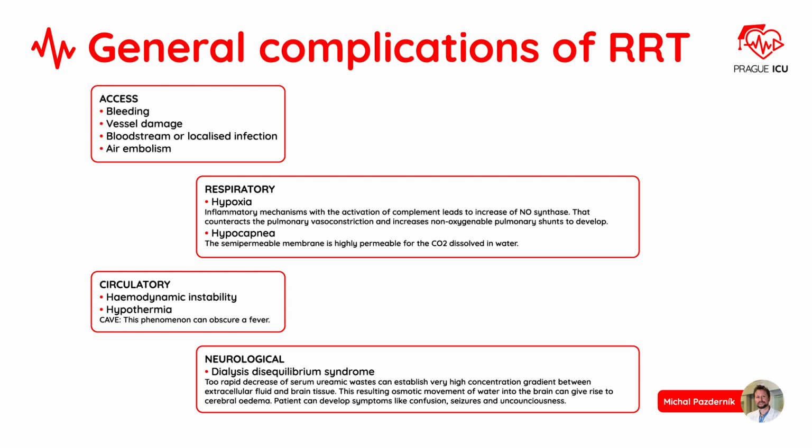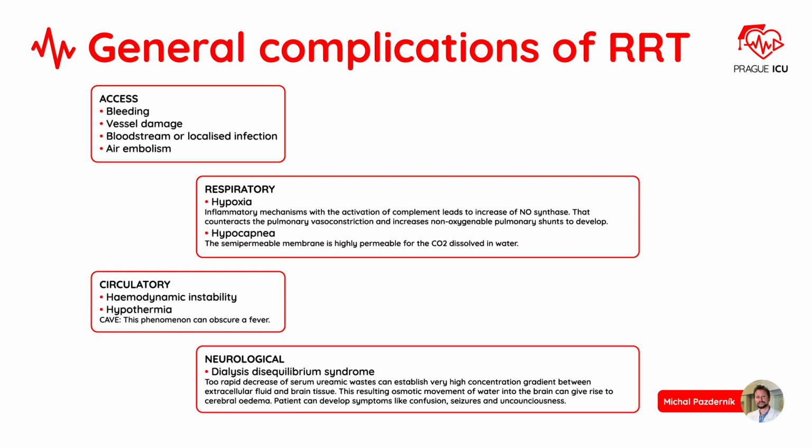Finally, what are the general complications of renal replacement therapy? Complications related to access, such as bleeding, vessel damage, bloodstream or localized infection, or air embolism. Respiratory complications include hypoxia or hypocapnia. Circulatory complications include hemodynamic instability or hypothermia.